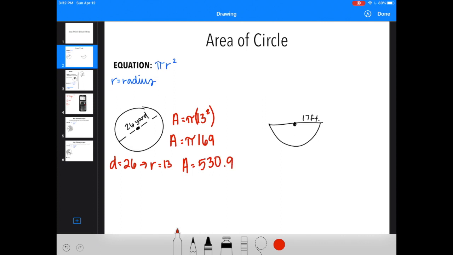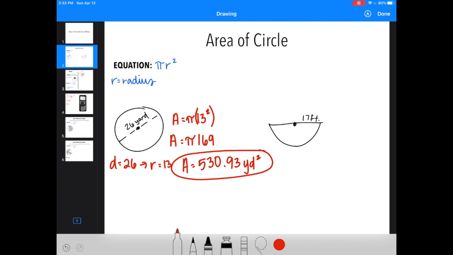So pi times 169 gives me 530.93. I got 530.92915, but I rounded that up to 530.93, rounding to the hundredth. And then my units, we are using area, so they're going to be squared, so it would be square yards. So my final answer will be 530.93 yards squared.